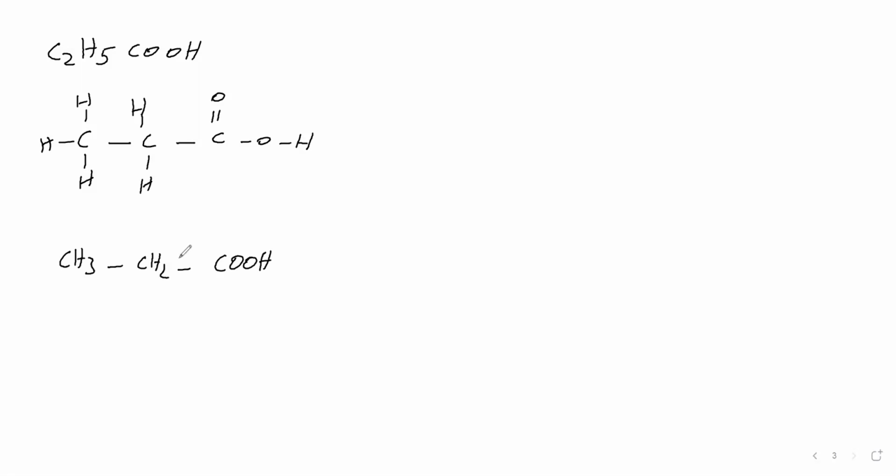For this carboxylic acid, let us take the IUPAC name. This contains 3 carbon atoms, therefore prop. Primary suffix is ane, secondary suffix is oic acid. So propanoic acid is the name of this compound.